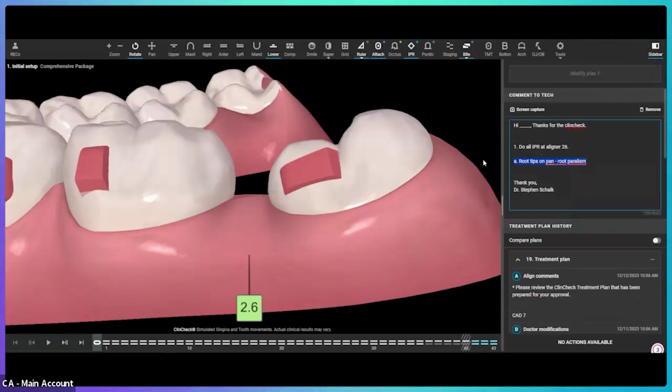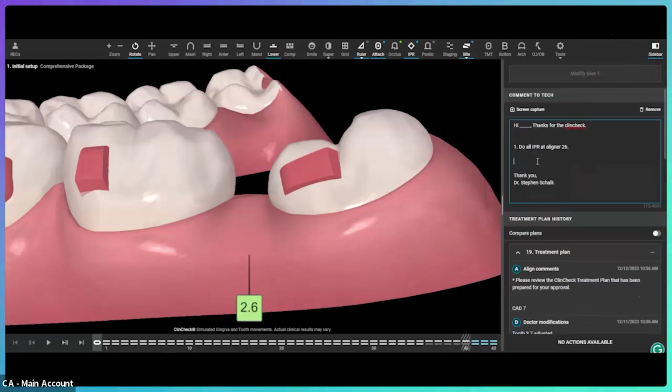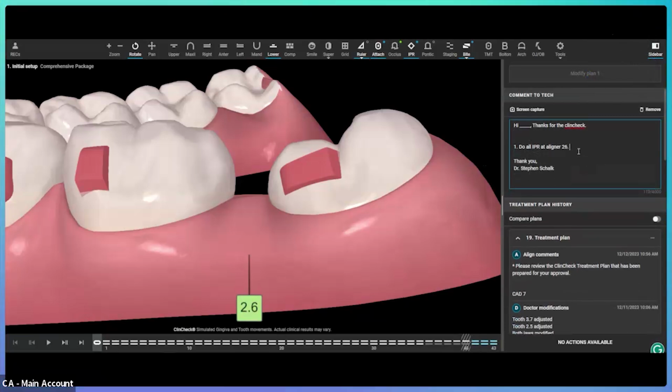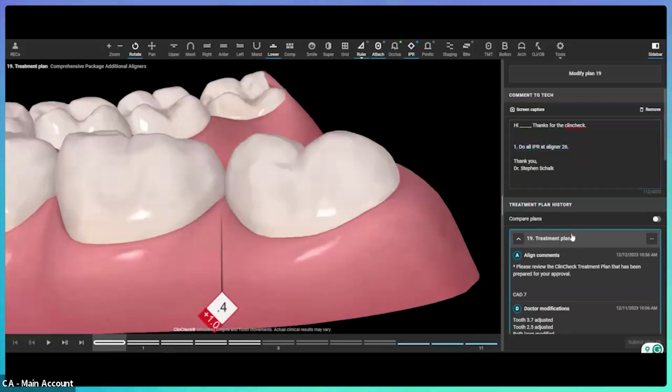So we recognize that we did want to move that tooth. Could have done it differently, but the only thing I really need them to do then is to add IPR or adjust the IPR staging to be on tray 26. So that's about it for treatment plan number 1. Fortunately, I had a really good prescription form, so I got back most of what I needed. But let's just go ahead and jump to tray 9 or plan 19.